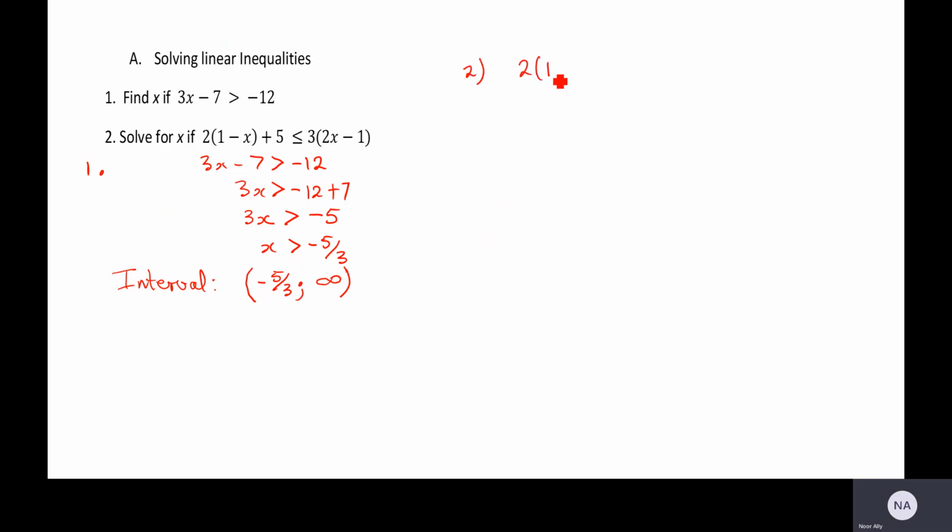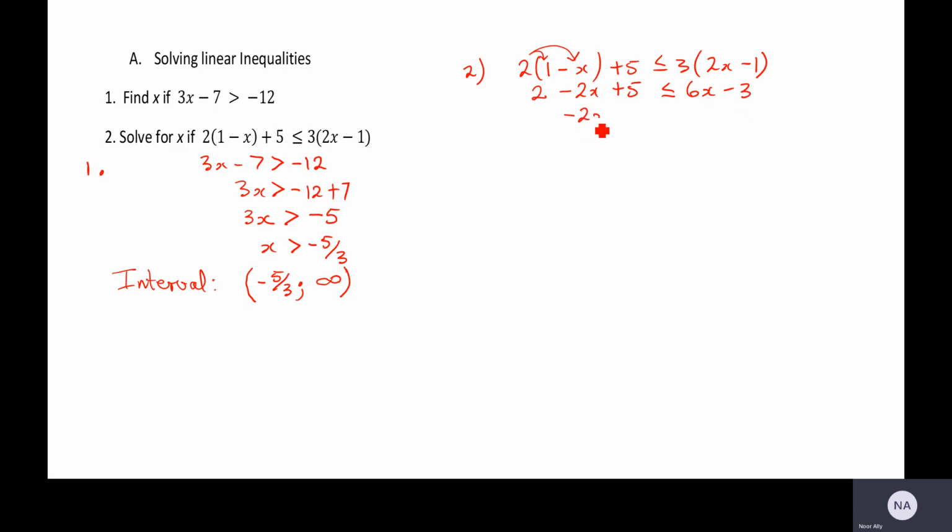We have 2 times (1 minus x) plus 5 less than or equal to 3 times (2x minus 1). Once again, we can apply normal algebraic techniques. Distribute 2 into the brackets: 2 times 1, 2 times minus x, minus 2x, plus 5, and on the right hand side 6x minus 3. We're going to transpose.